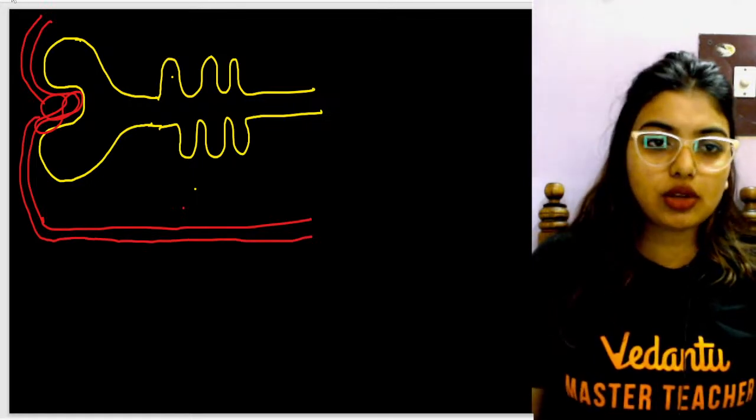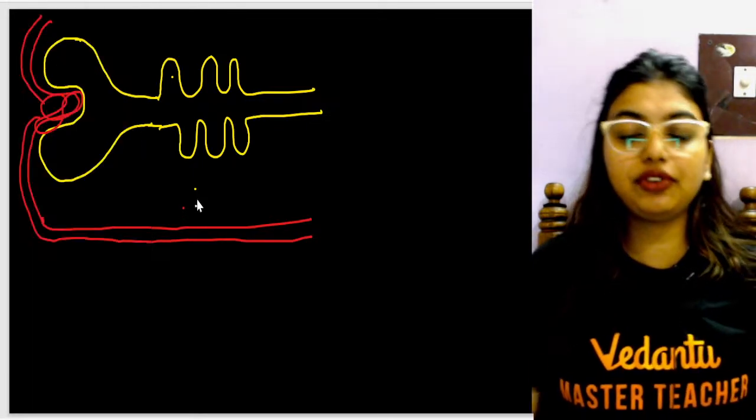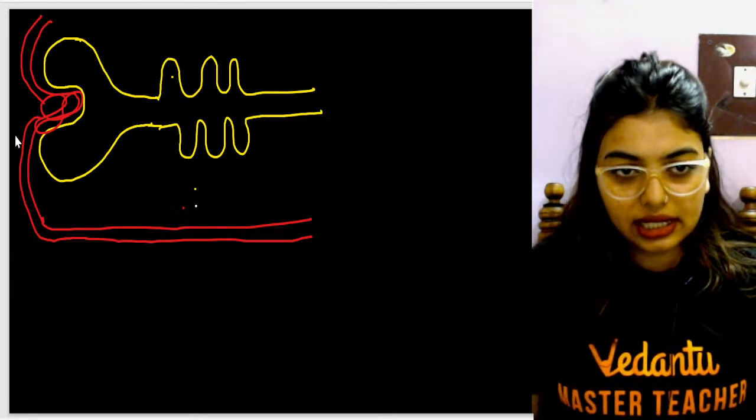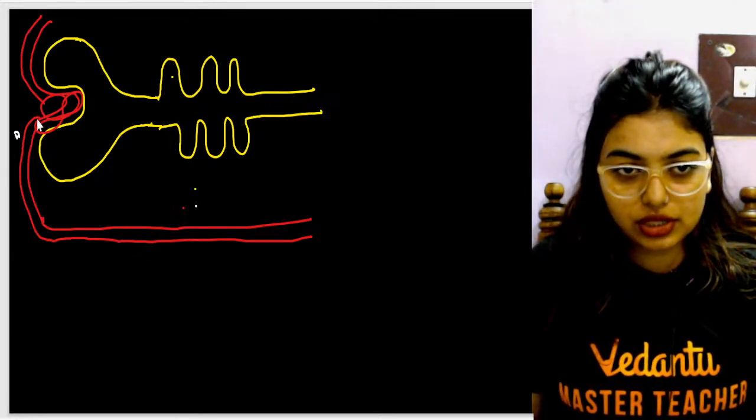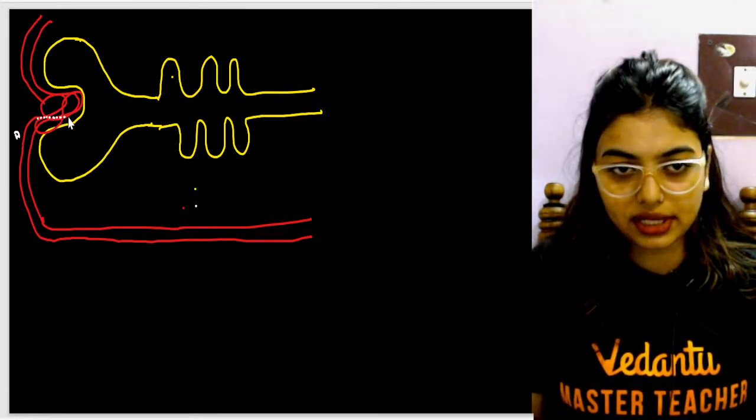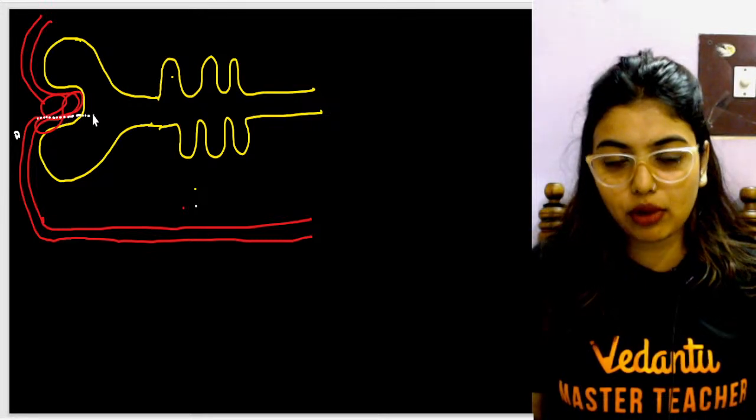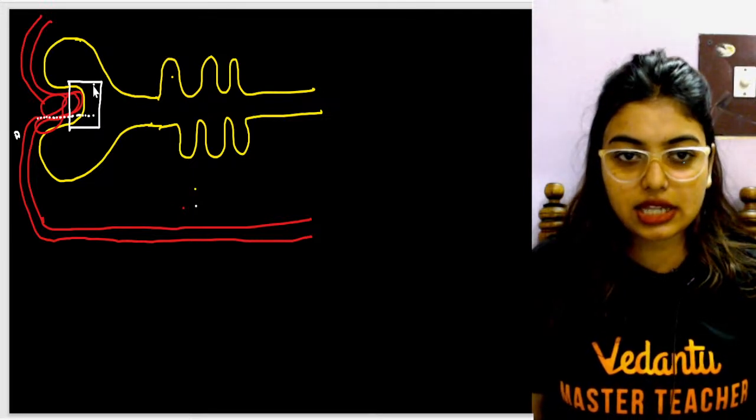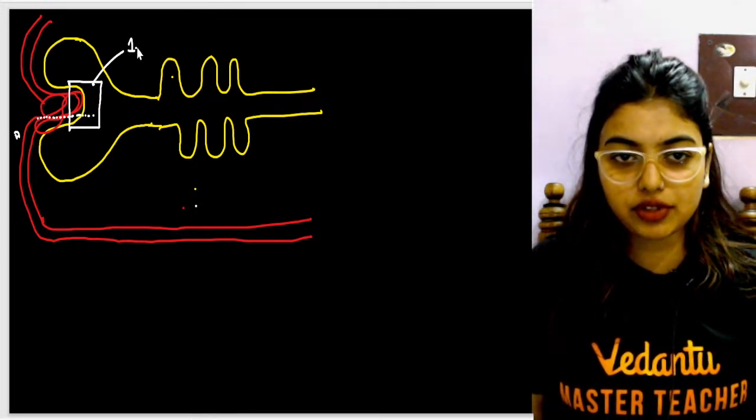Done. So now students, exactly what is going to happen? The first step is going to be glomerular filtration. That means the blood that is coming from your efferent arterioles is going to pass through the glomerulus and cross through the Bowman's capsule. So here, technically speaking, is going to be your first step of urine formation, which is called glomerular filtration.